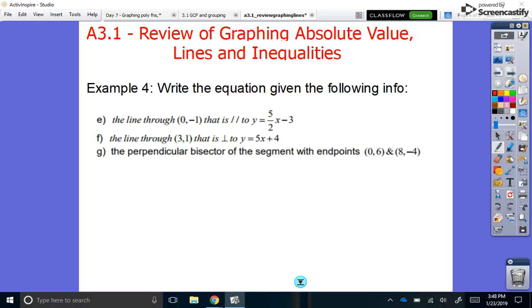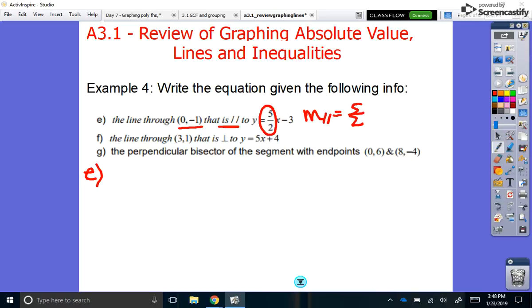Example 4, we're going to write some more equations, but given different pieces of information. So for E, I'm given through the point 0, negative 1, and parallel to this line. So this tells me what the slope is. The slope of this line is 5 halves. So the slope of a line parallel is also 5 halves.